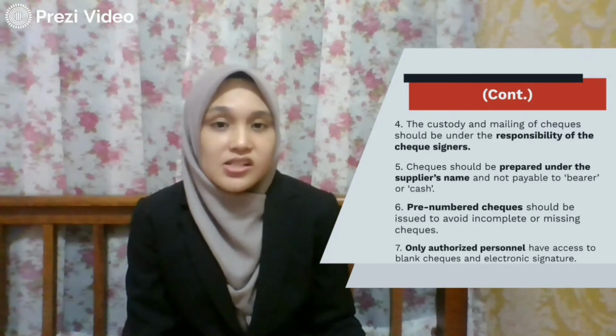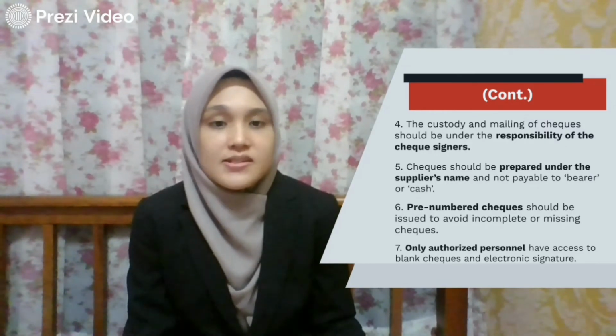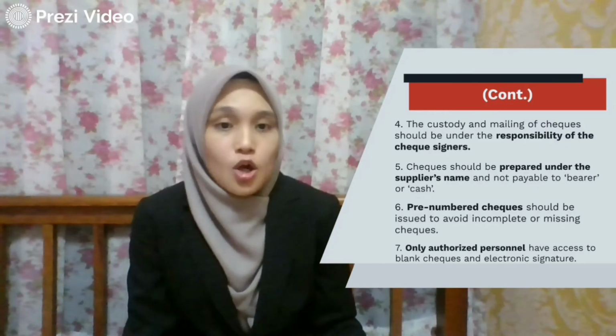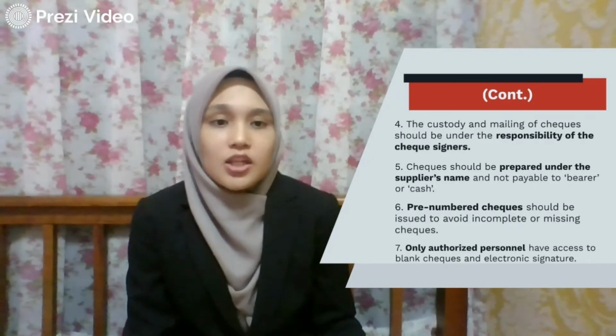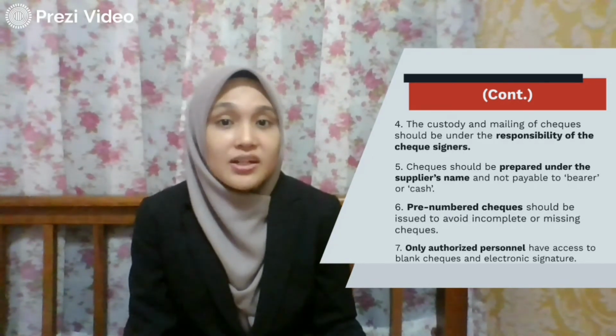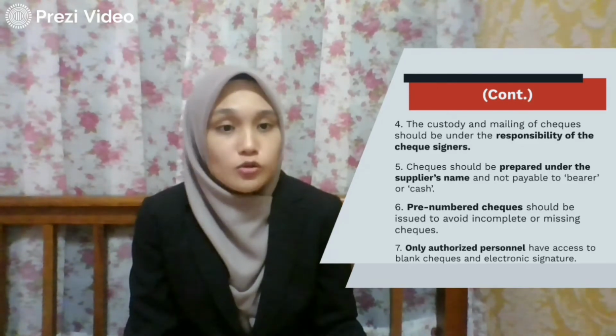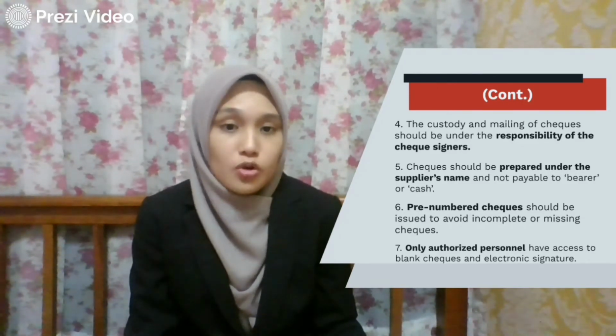Next, checks should be prepared under the supplier's name and not payable to the bearer or cash, to prevent any of the checks from being cashed by an unauthorized person. And also the audit objective here is occurrence.